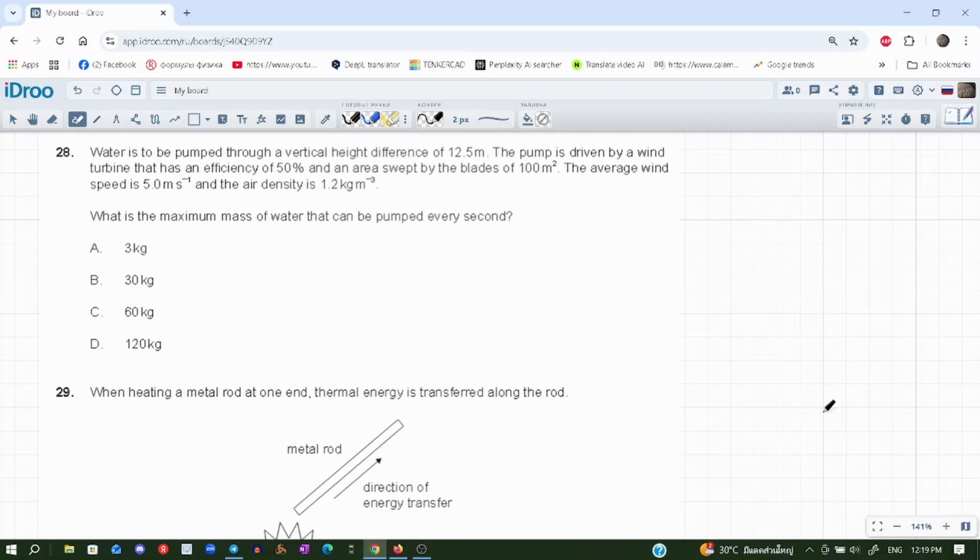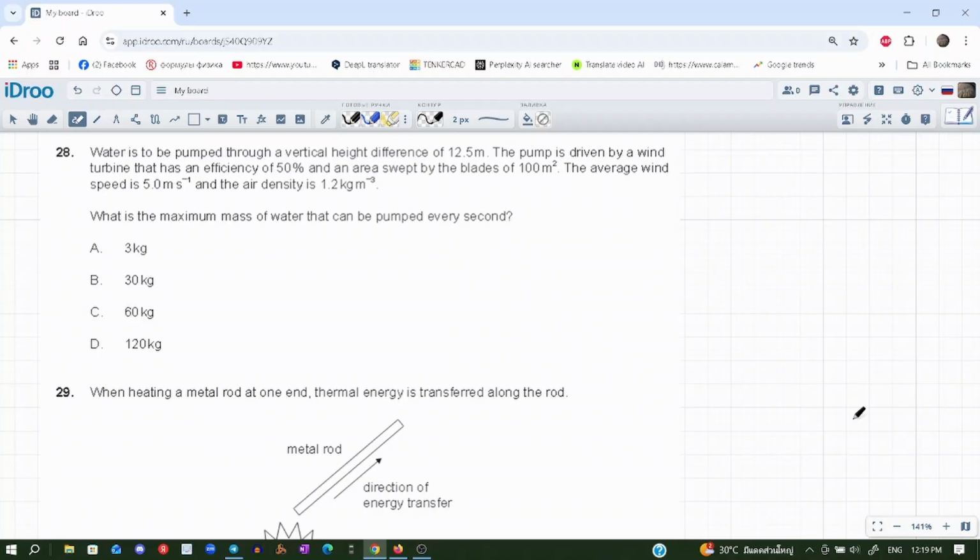Number 28. Water is to be pumped through a vertical height difference of 12.5 meters. The pump is driven by a wind turbine that has an efficiency of 50% and an area swept by the blades of 100 meters squared. The average wind speed is 5 meters per second, and the air density is 1.2 kilograms per meter cubed. What is the maximum mass of water that can be pumped every second? This problem is interesting. Let's solve it.